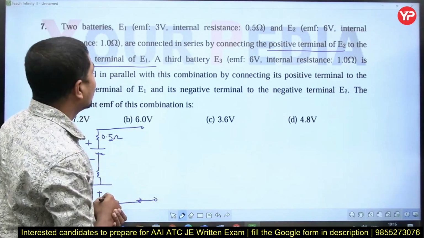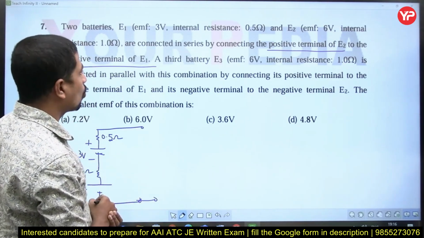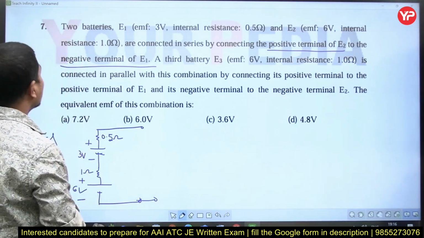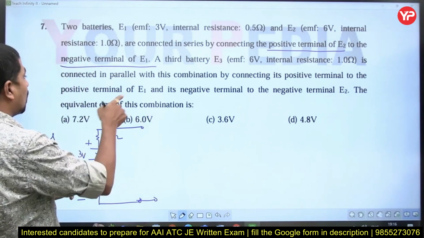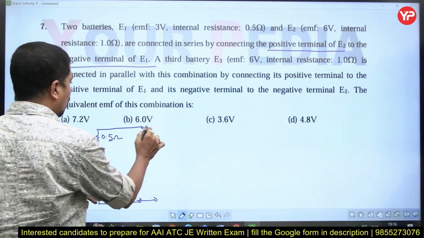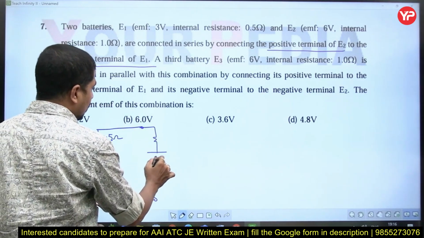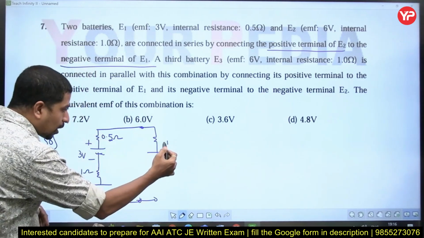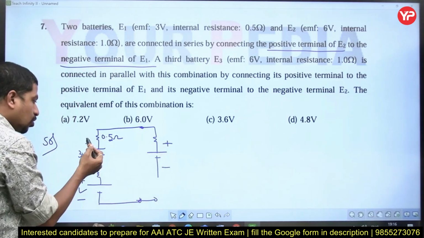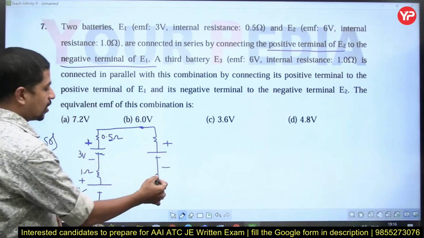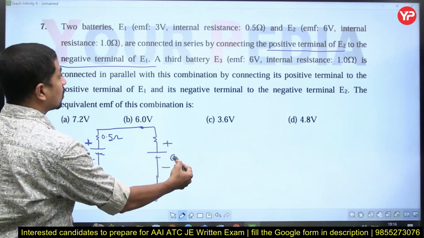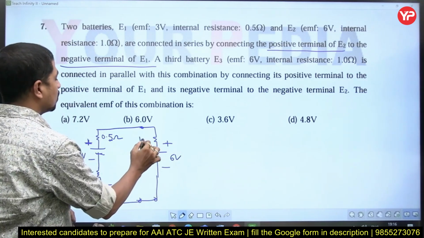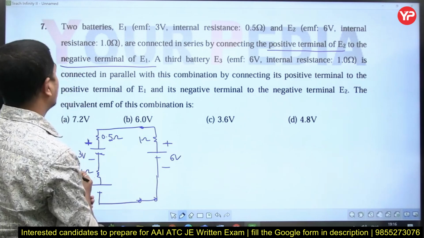Now he is saying a third battery E3 of 6 volts, internal resistance 1 ohm, is connected in parallel with this combination by connecting the positive terminal to the positive terminal of E1. That is what it means. We implemented that. Now what is this voltage? 6 volts it is. What is this resistance? This is 1 ohm.